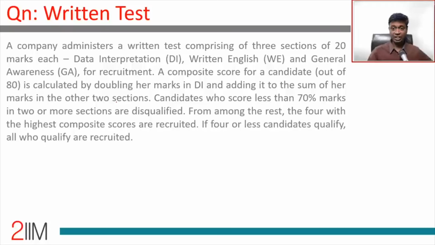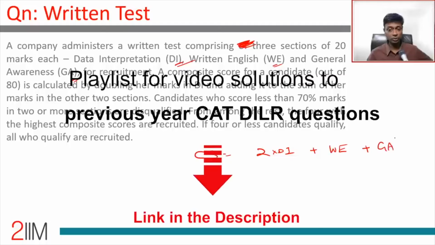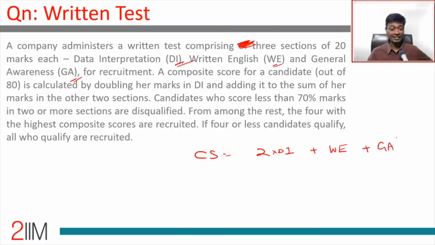A company administers a written test comprising 3 sections of 20 marks each, DI, WE and GA. A composite score is done by doubling DI marks and then adding it to the sum of the other 2 marks. Wonderful. Candidates who score less than 70% in 2 or more sections are disqualified. 70% of 20 is 14. Less than 14 in 2 or more sections, you'll get disqualified.